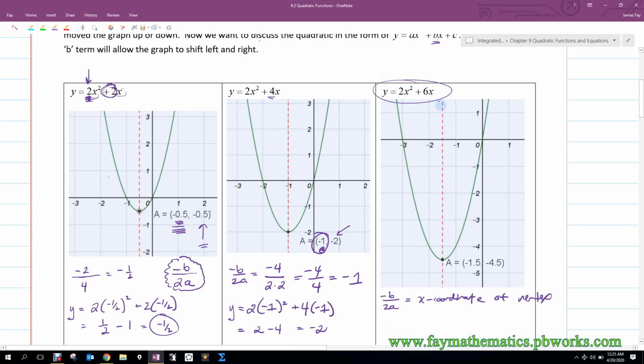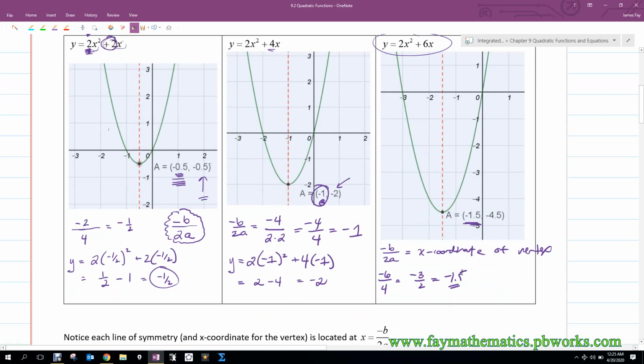So opposite of b, so b is positive 6, so we'll go negative 6 over 2a, so in this case 2 times a would be 4, so we get negative 3 halves, which is negative 1.5 as a decimal, so you're seeing that there. And then if we plug that in, I'll go 2 times negative 3 halves squared. This is why we like fractions. It just makes things a little bit easier to evaluate here. Negative 3 halves squared becomes 9 over 4.